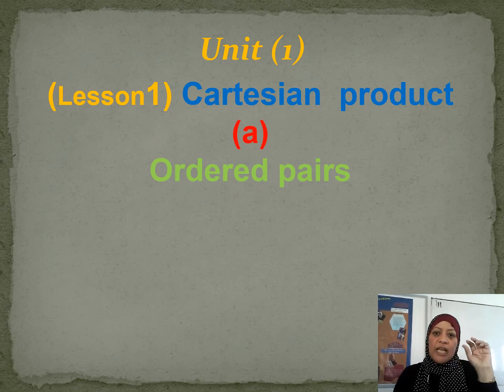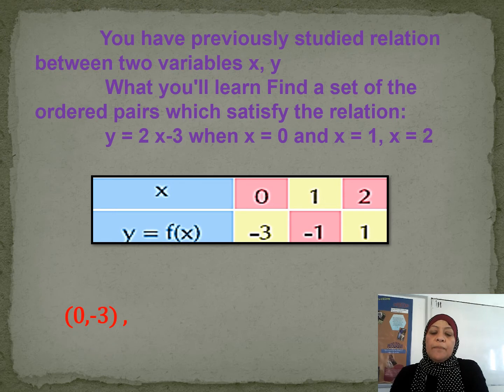It's the first part, A, ordered pairs. We already studied ordered pairs from, I think, fifth primary. We'll revise what ordered pairs are. We studied how to represent the ordered pair in second prep, when we studied the slope before. For example, you have previously studied a relation between two variables, x and y. What you will learn now is to find the set of ordered pairs which satisfy the relation.